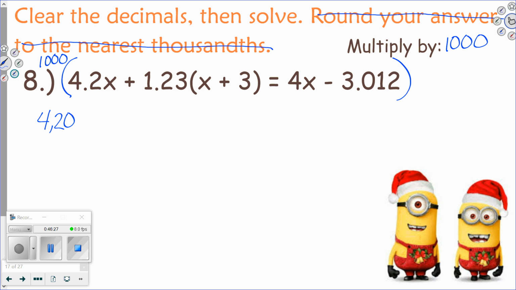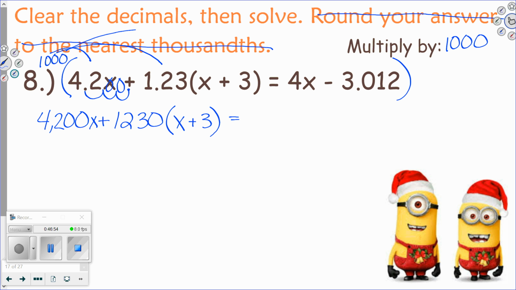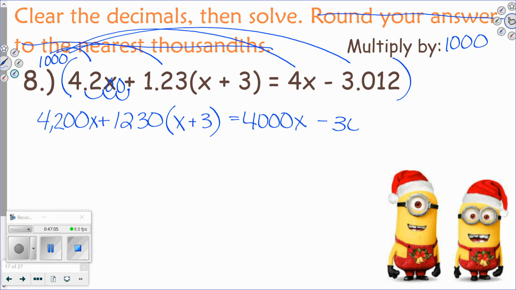It's 4,200. Again, if you're somebody without the calculator, it's 1, 2, 3. So you'd have to fill in 2 zero placeholders there. All right, 1,000 times 1.23. 1,230. Do I multiply in the parenthesis? No, parenthesis, don't touch that. Stays x plus 3. 1,000 times 4x, 4,000x, minus 1,000 times that, 3,012.